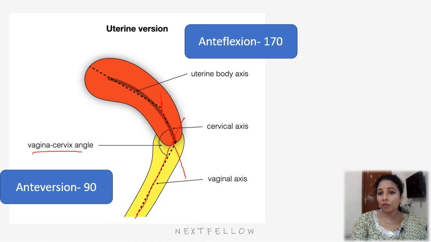Next, about the angle of anteflexion, it refers to the anterior bend of the uterus at the angle between the cervix and the body of the uterus. So, the angle between the long axis of the cervix and the long axis of the body of the uterus. This angle, I'll show it flat, is the angle of anteflexion. So the angle of anteflexion usually is around 170 degrees.